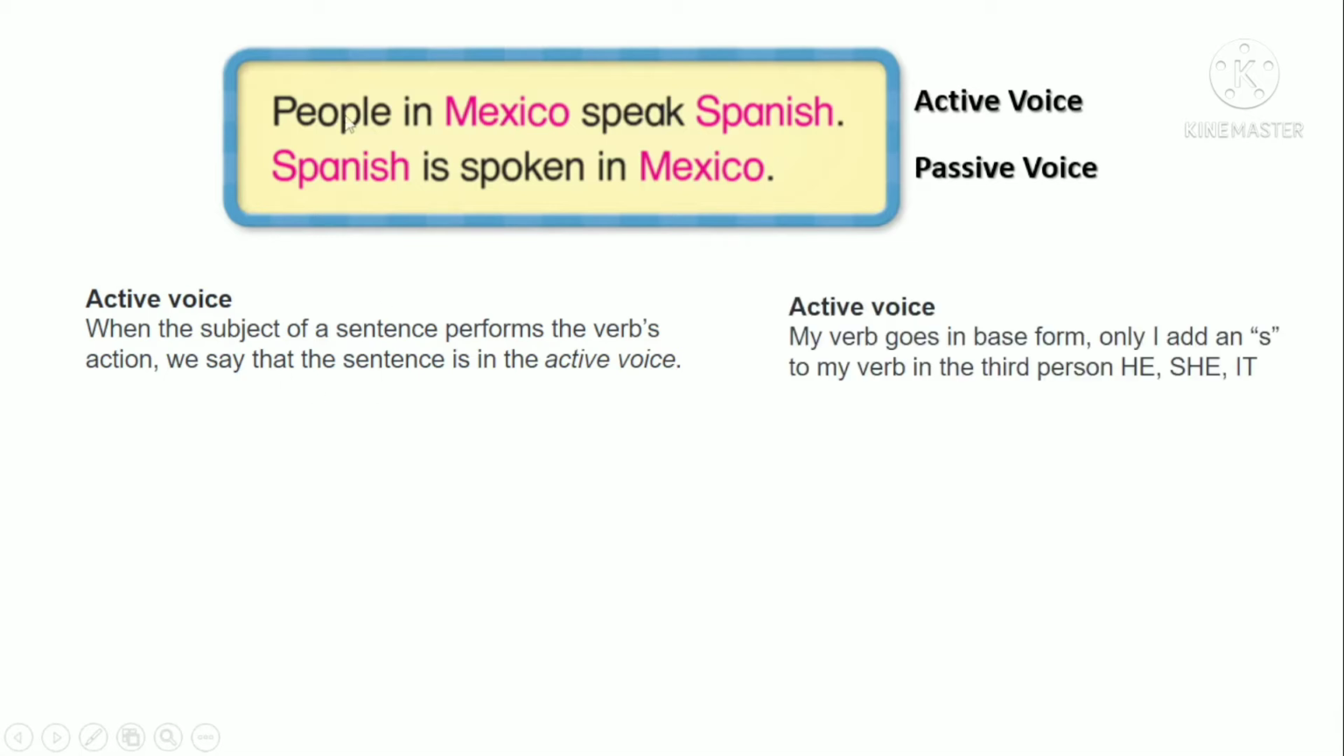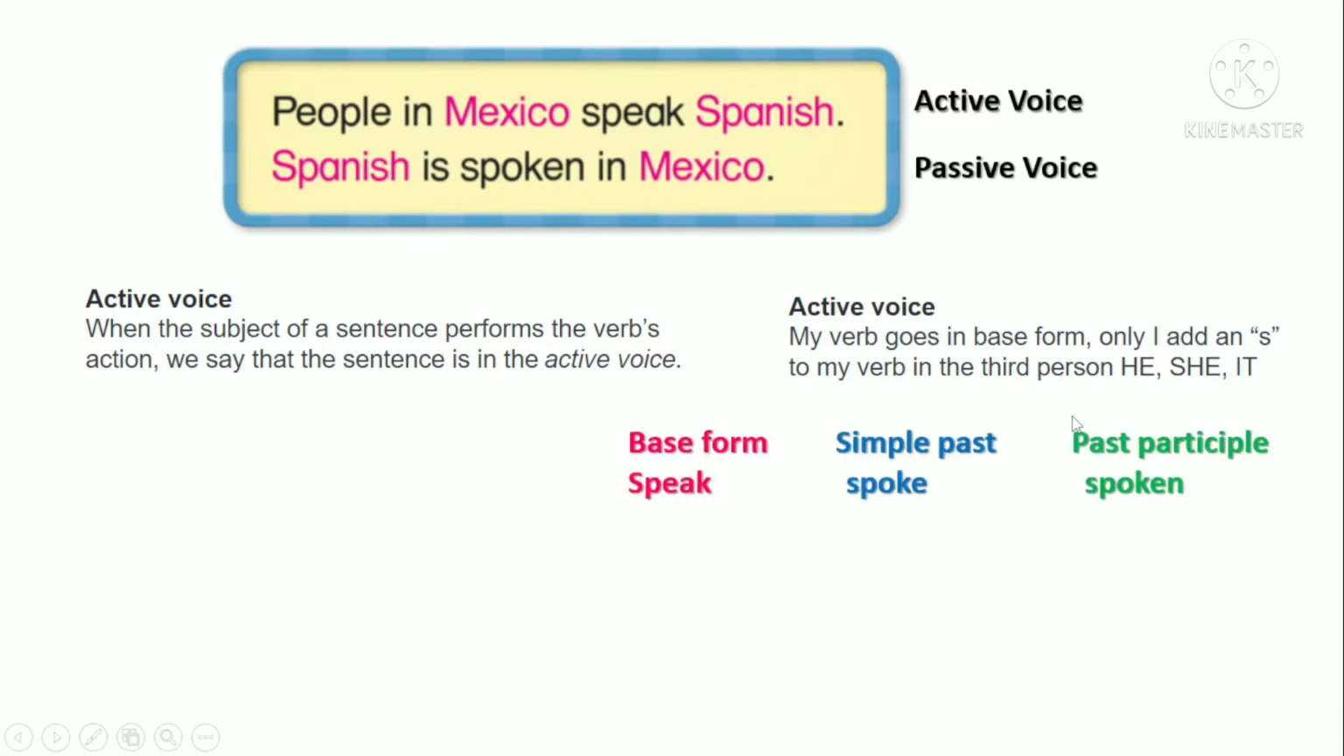Active voice, it's simple because, well, we have to know the grammar rules of each tense that we already saw. Let's start with simple present. What's the rule? My verb goes in base form. Only I add the s to my verb in the third person, he, she, it. Remember this? Example, our verb has 3 columns. The base form, speak, the simple past, spoke, and the past participle, spoken.